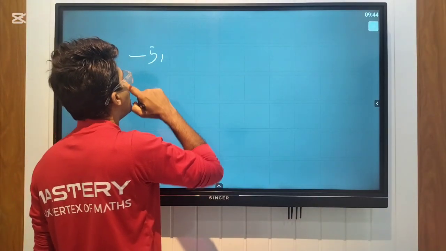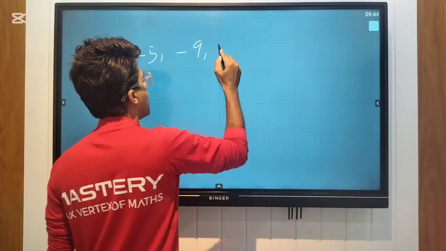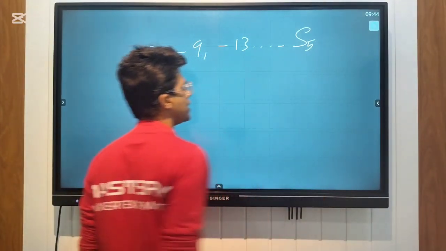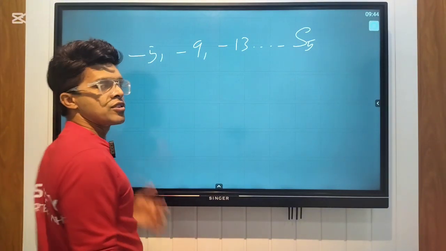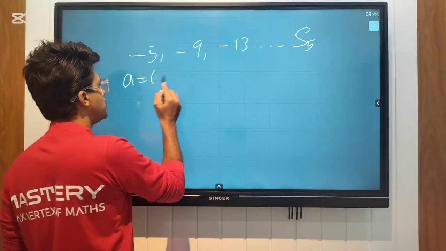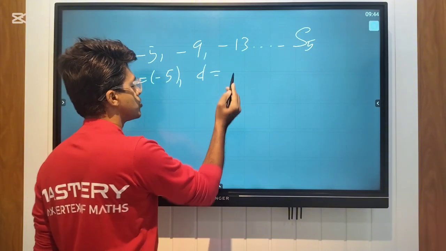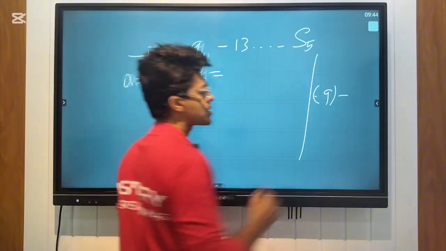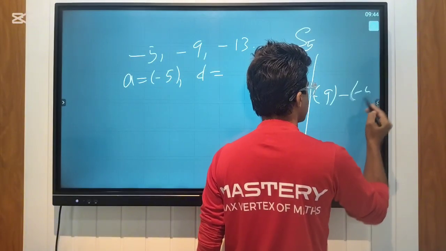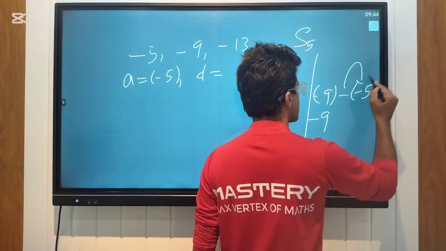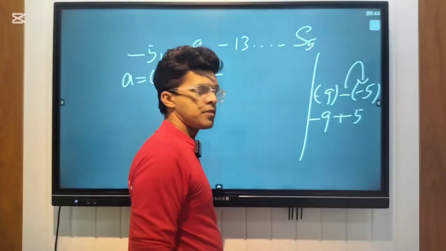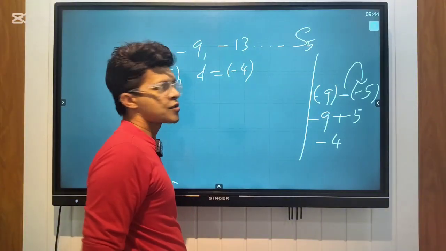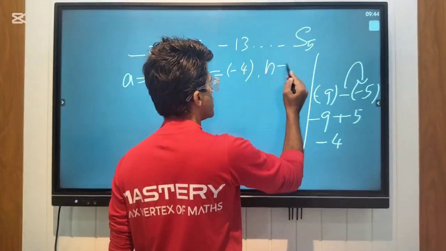So minus 5, minus 9, minus 13 and so on. Let's get S5 here. S5 means the sum of the first 5 terms. A equals minus 5. D can be taken as the second term minus the first term, you know that. So minus 9 minus minus 5, minus into minus is plus. So minus 9 plus 5 is minus 4. So the value of d is minus 4, and also n equals 5.